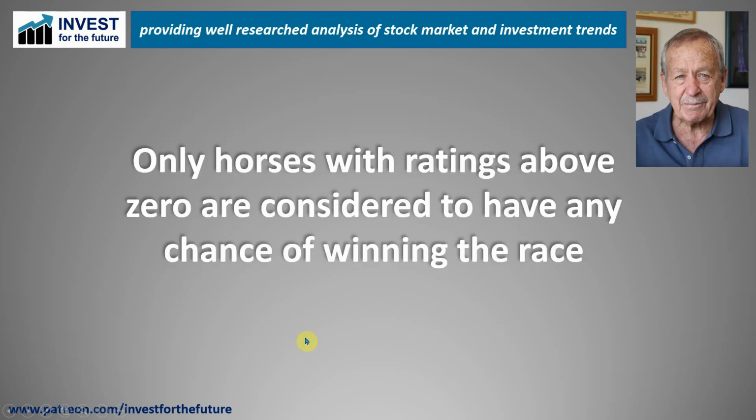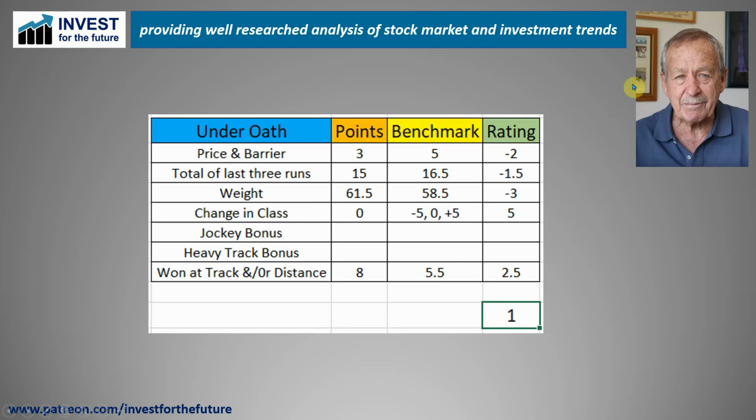So once we've done all of that for every horse, only horses with ratings above 0 are considered to have any chance of winning the race. So in this case, Under Oath just snuck in for consideration, but if that total had been negative, for example, if he had been running in the same class, then that number there would be 0. The overall rating here would be -4, and he would not be under consideration as having any chance of winning the race whatsoever.